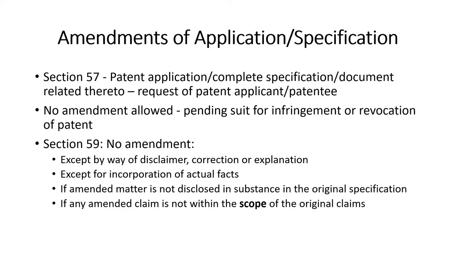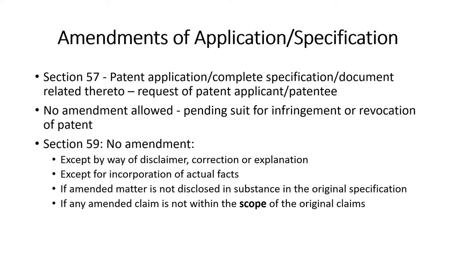So coming first to the provisions, Section 57 provides that a patent application or a complete specification or any document related to a patent application could be amended, and that request could be filed by a patent applicant or a patentee in the case of a granted patent. However, the amendments under Section 57 are subject to the limitations provided under Section 59 of the Patents Act, which provides that there would be no amendment of any patent application or a specification allowed except by way of a disclaimer or a correction or an explanation.